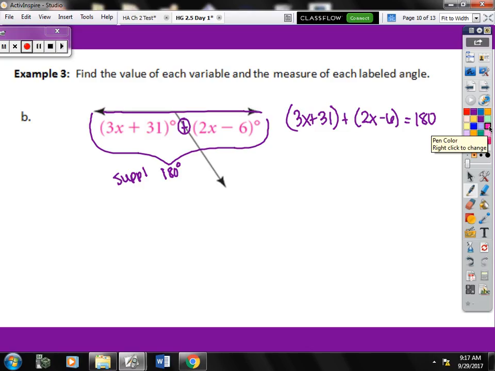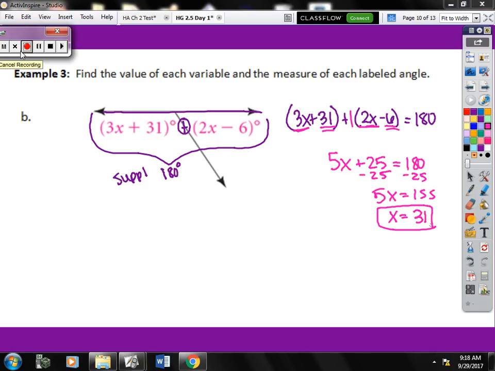The parentheses are really irrelevant because you have like a positive 1 here. If you distribute a positive 1, nothing changes. So you're just going to go ahead and collect your like terms. See if you guys can solve out for x and then plug it back in to get your angle measurements and verify that they do add to 180. So we should be getting x equals 31.